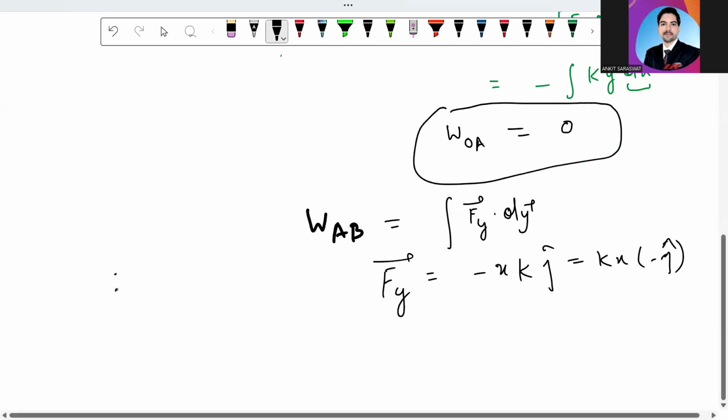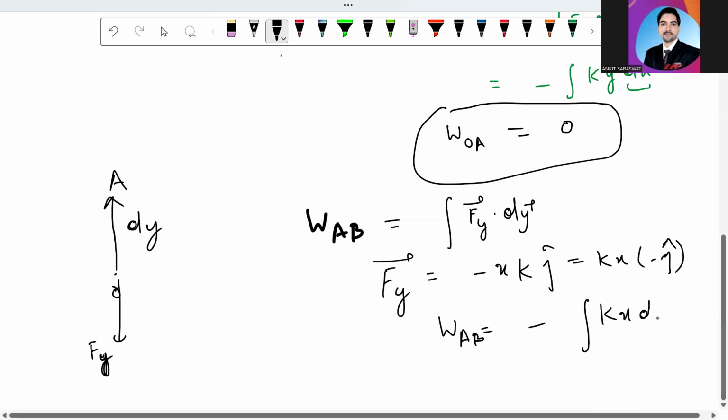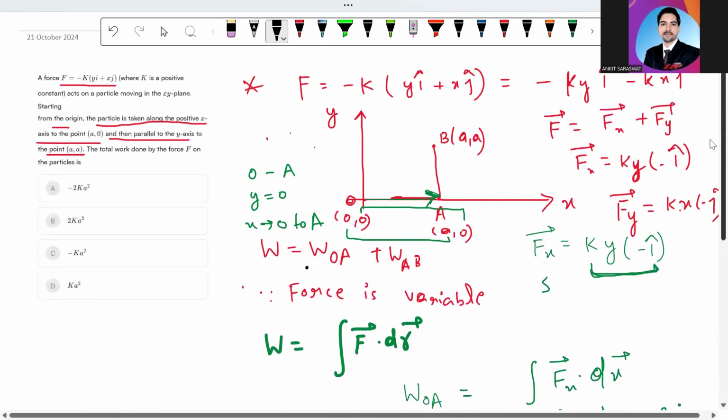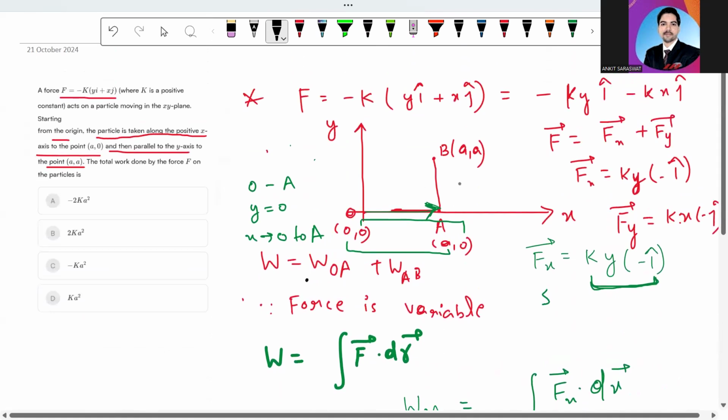Clear? From O to A we were moving the particle like this. Displacement is like this, but force is acting like this, minus j. So again it is negative, negative of Kx dy. And we are putting the limit of y. Here y is going to vary from 0 to a and x is not changing. x is equal to a.